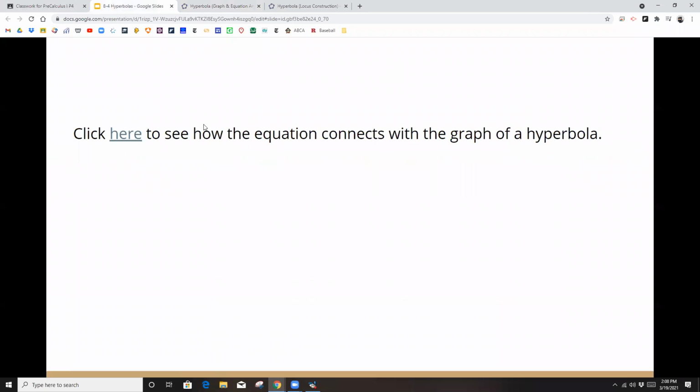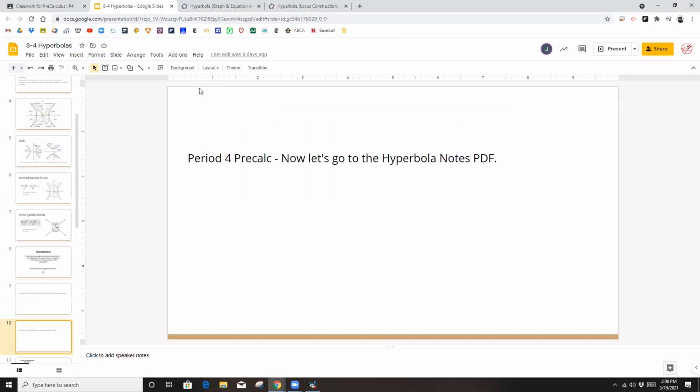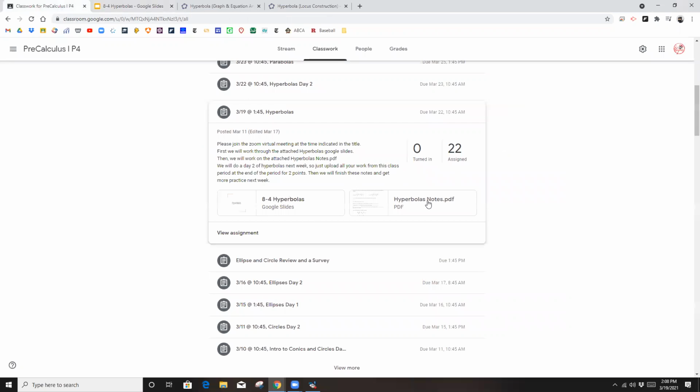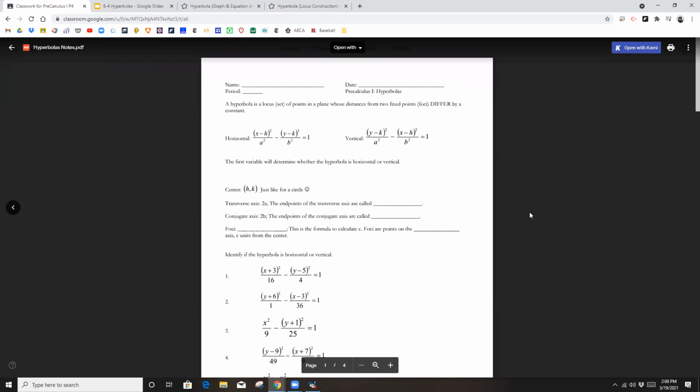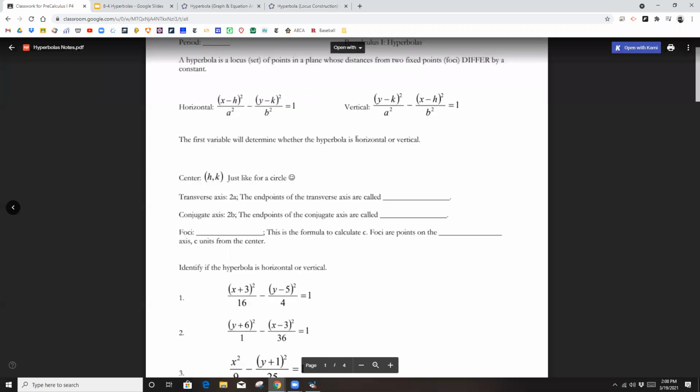All right, so let's just do one together now. So everything that I just highlighted is in these notes. So you can look at the PowerPoints or look at these. All right.